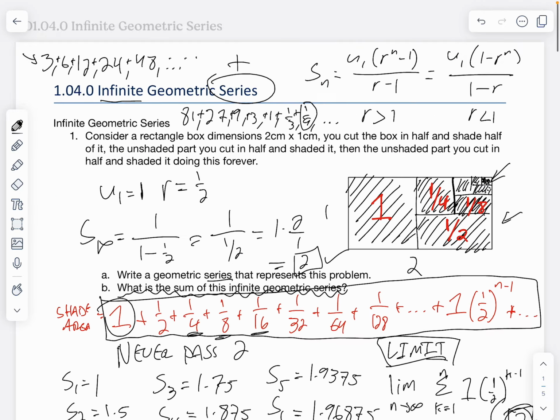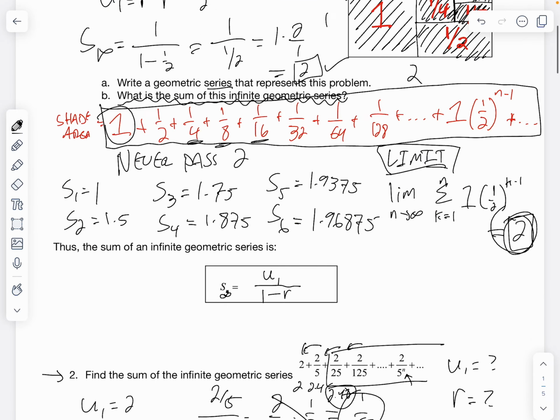Hopefully this made some sense for infinite geometric series. The formula is the biggest thing, right? As long as you can use that, you're going to be in good shape. All right, good luck. There's one more thing that we're going to talk about in this section of the unit, which is compound interest. So make sure you check out that video as well. Good luck.